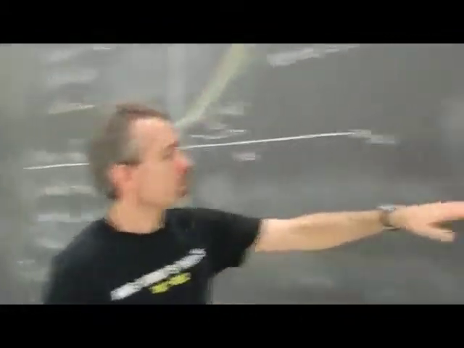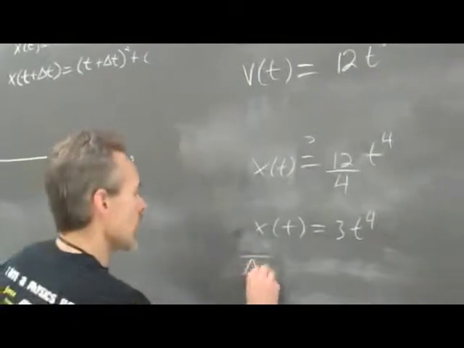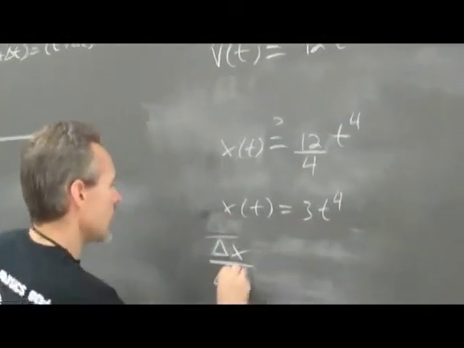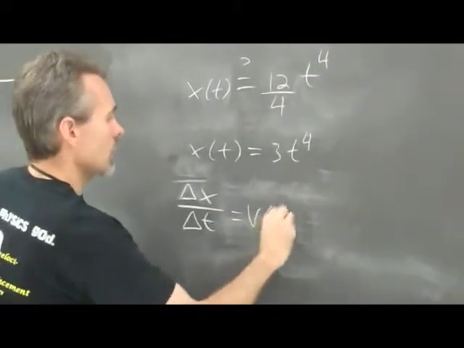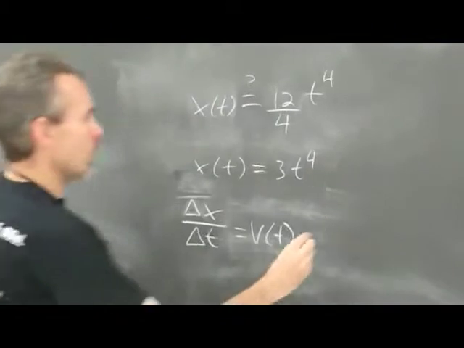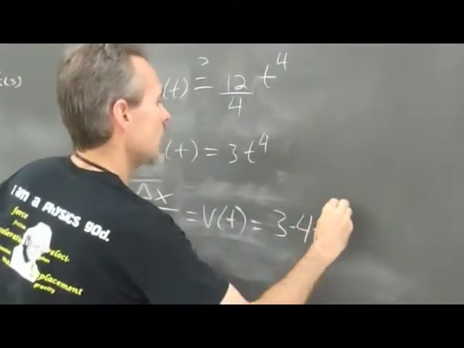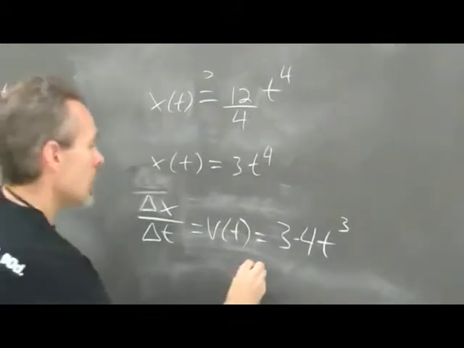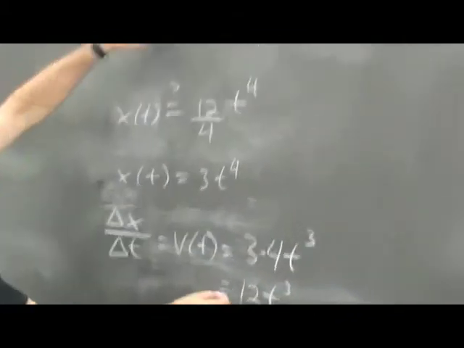And again, if that's right, then I should be able to apply these rules to it to find the slope of this position time graph, and I know it should be equal to this. So let's try that. Change in delta x over delta t is going to be equal to velocity. I would bring the power down, 3 times 4t to the 1 less power, cubed, and so this would be 12t cubed. Bingo, I've got it.